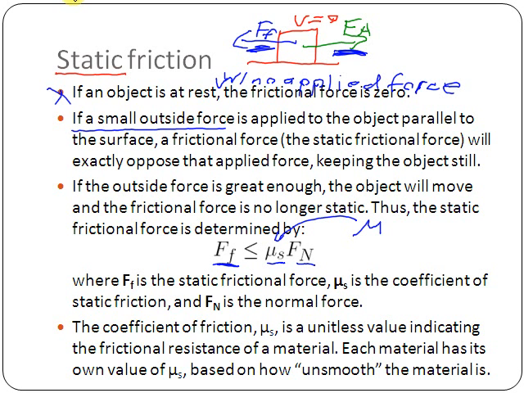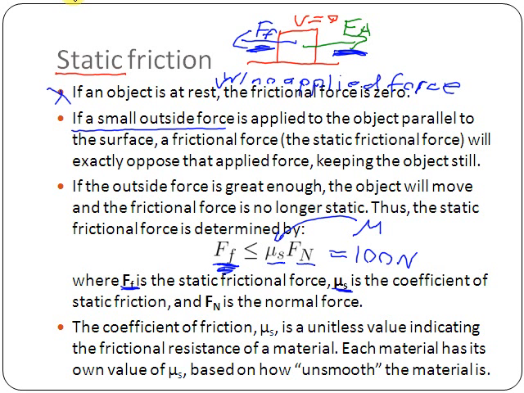But let's say that for this object I determine that mu s times Fn, just for some example here, is equal to 100 newtons. If I were to push with 120 newtons, then the frictional force cannot be any larger than this 100 newtons. So if I'm pushing with 120 newtons, it can't withstand it. It's going to give, and the object's going to start moving. No longer do I have a static frictional force. So we said before, Ff is the force of friction, and in this case, it's static.